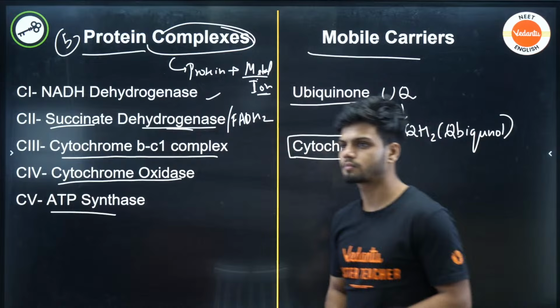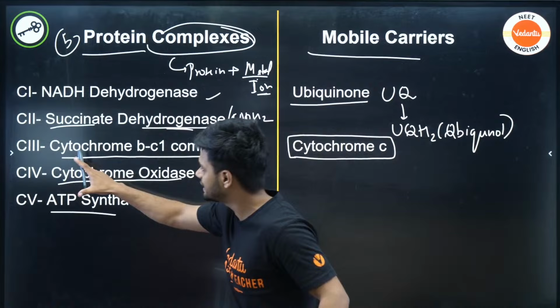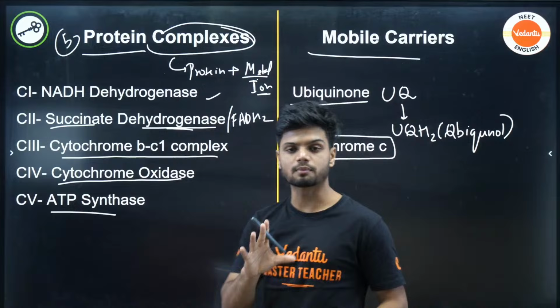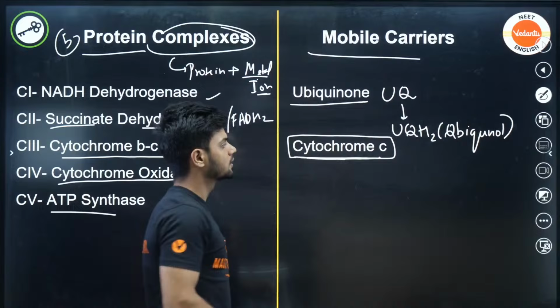Students, write down this. We have five different complexes: NADH dehydrogenase, succinate dehydrogenase, that is complex number 2, complex number 3, that is cytochrome BC1 complex, complex number 4, cytochrome oxidase, complex number 5, ATP synthase. Two mobile carriers, that is your ubiquinone as well as ubiquinol, ubiquinone and cytochrome C. Done.